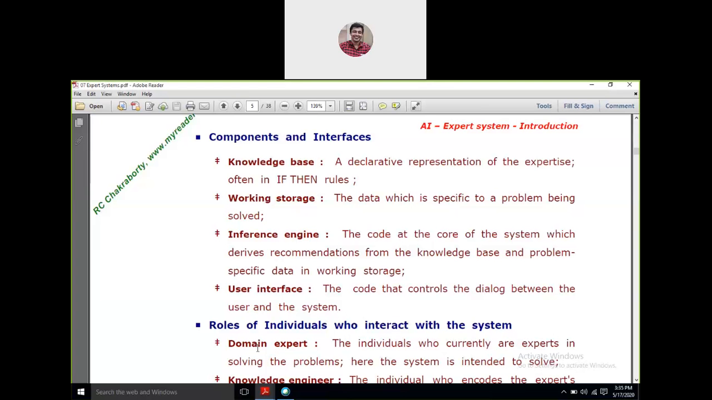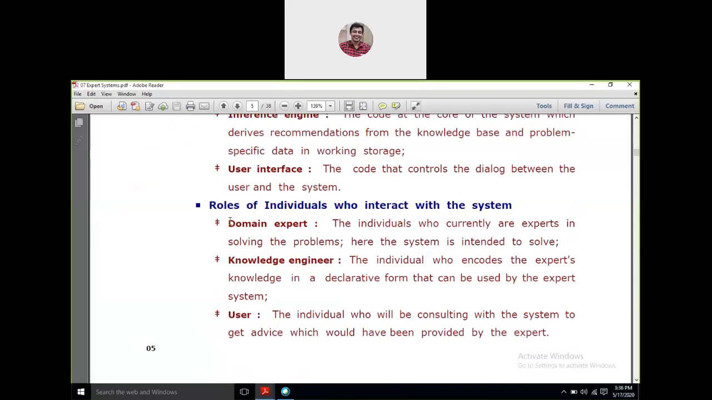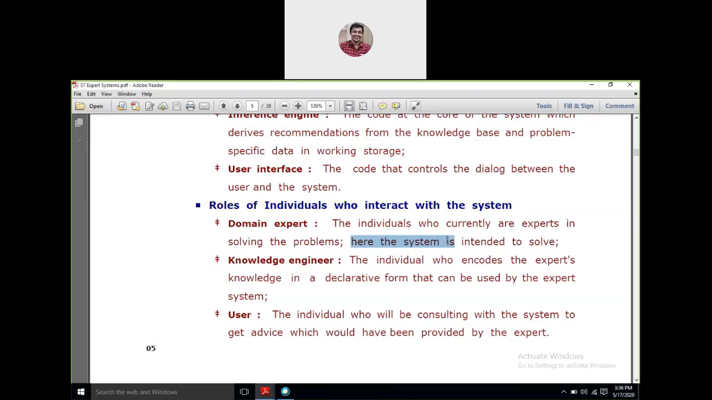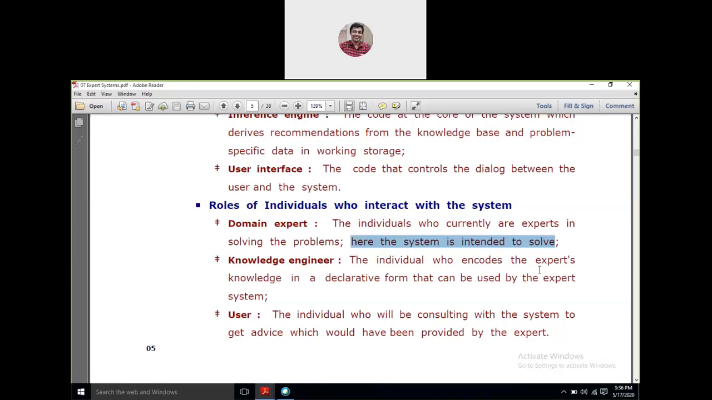Now, the roles of the individuals who interact with the system. First one is the domain expert. The individuals who currently are expert in solving the problem are called the domain expert. Here the system is intended to solve, right? So we do have the next one as the knowledge engineer. The individual who encodes the expert's knowledge, as I have said a few minutes back, in a declarative form that can be used by the expert system is called the knowledge engineer, the user who uses the expert system.